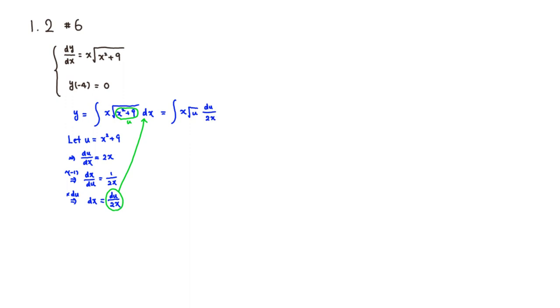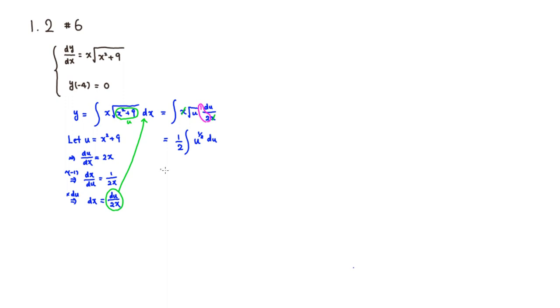Let's clean it up a little bit. There's an x on top and an x on the bottom. Then there is the 1 over 2. So 1/2 is just a constant, and I'm going to place it in front of the integral. So you have a 1/2, then an integral. And I don't like square roots, so I'm going to write it as u to the 1/2 power. Then you have a du.